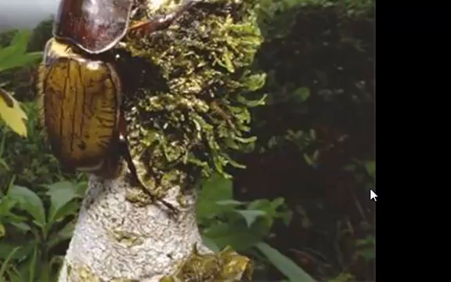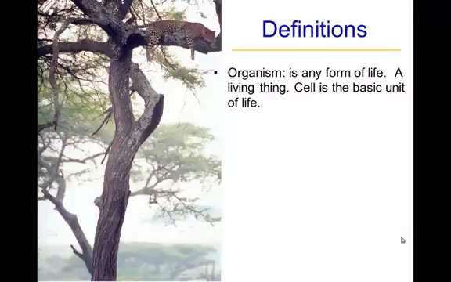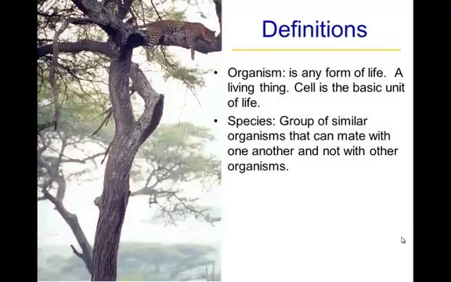For us to introduce ecology to you, we're going to look at some vocabulary terms. We're going to begin with the word organism. An organism is any living thing, a living creature. A species is a group of similar organisms that mate with one another and not with other organisms. So that's a sexually defined definition of species.